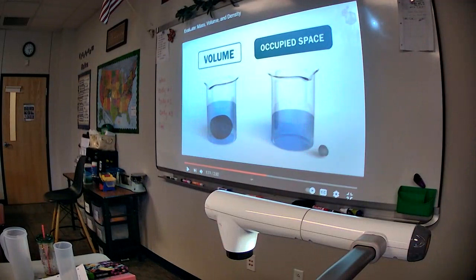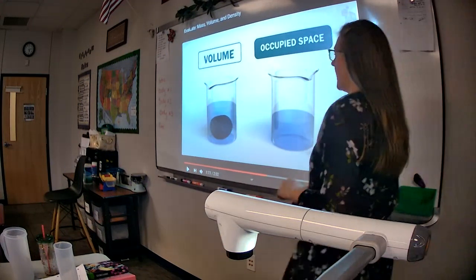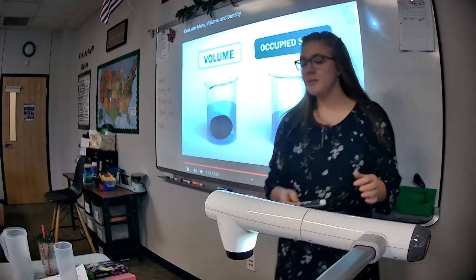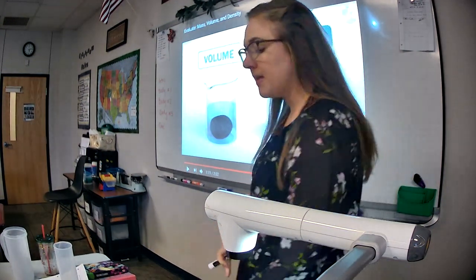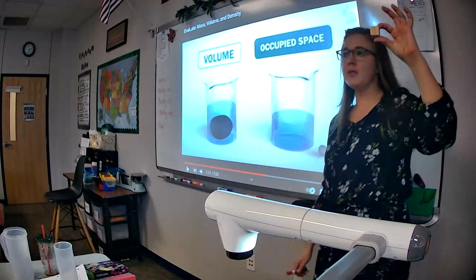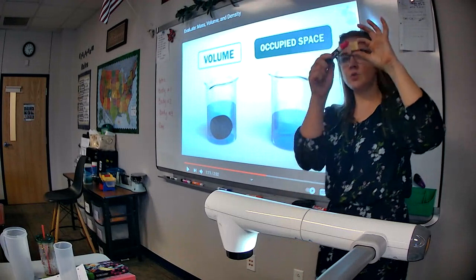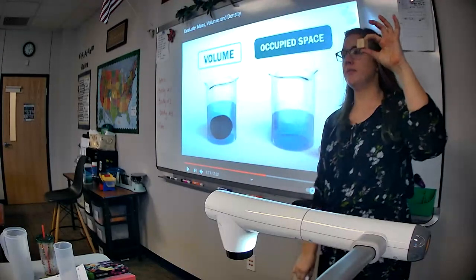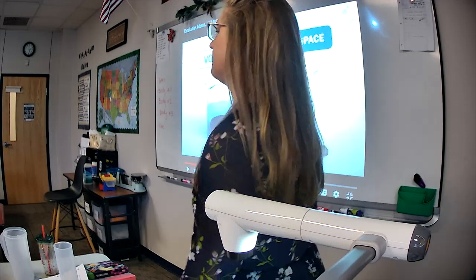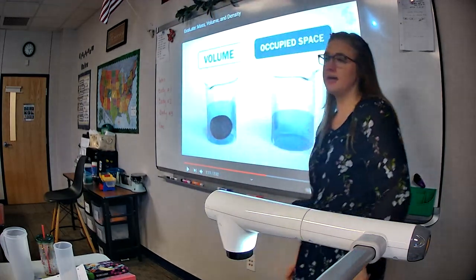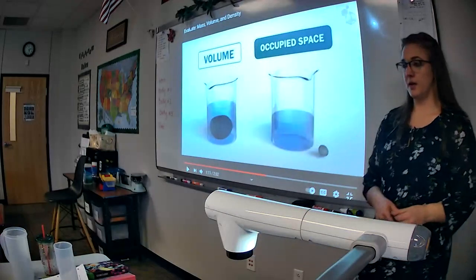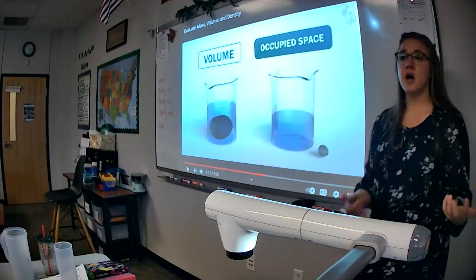Now, let me explain this to you real quick. When finding the volume of an object, you learn in math class that there are formulas for finding volume for certain things. For a cube, the formula is length times width times height. Volume of a prism, length times width times height. Volume of a pyramid has a certain formula. Volume of a sphere has a certain formula. Those are for regular size objects.